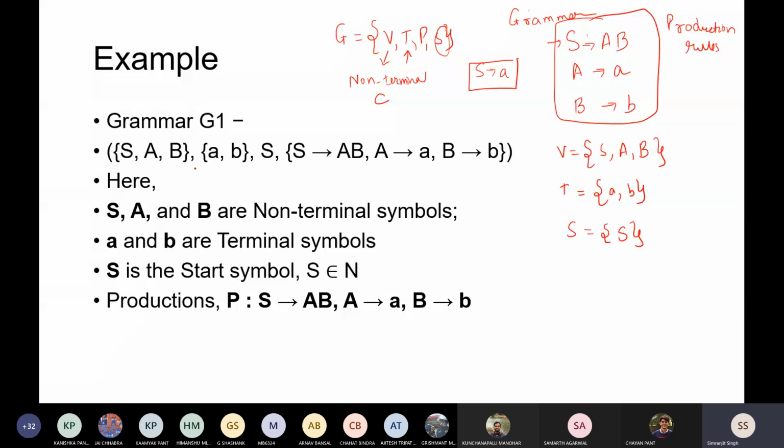Now if you are seeing, it is also written like this: S, A, B is your V and a, b is your T, and this is your start symbol, and these are your production rules. They are giving you an example, grammar G1 here. S, A, B are non-terminals, so I just wrote it in the form of a set, but it is saying the same thing. So production rules look like this: whenever there is an arrow tending towards anything, that is your production rule.